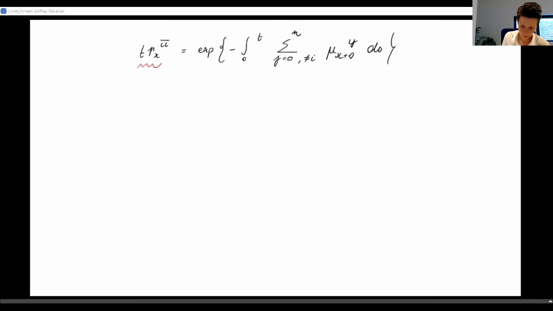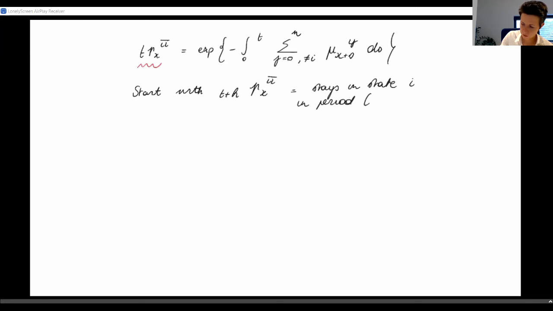Yeah, and in order to derive this expression, I'm going to start with the probability t plus h p x ii bar. So that means that my policyholder stays in state i in the period from 0 to t plus h, given that you are in state i at time 0. And time 0 corresponds to age x.